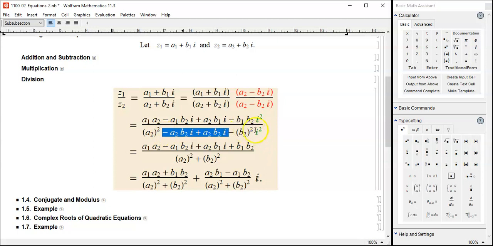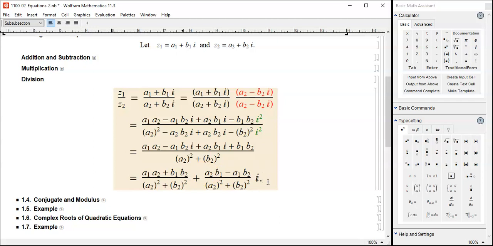And then this i squared part over here is -1, so we have a sign change. This negative becomes positive. So what do we get? That's the denominator, a2 squared plus b2 squared. The result, the denominator became a real number. And then the numerator, we have real part and imaginary part. This real part and imaginary part, we can separate them. And the result is x plus yi form again.